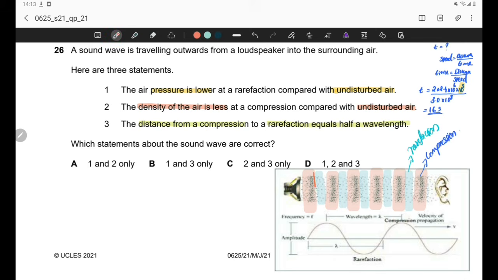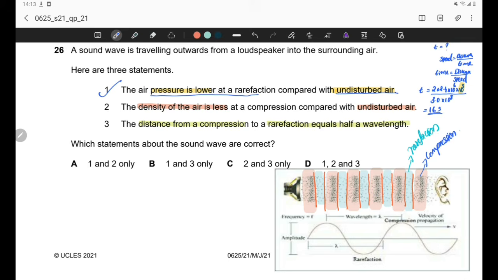And there are spaces in between compressions and rarefactions. There we can say undisturbed air, where the density will be normal, and the pressure will be greater than at the rarefactions but less than at the compressions. So the first statement says the same thing: the pressure is lower at rarefaction. Yes, the pressure will always be lowest at rarefaction compared with undisturbed air or the most disturbed air, that is the compression region. So the first statement is correct.